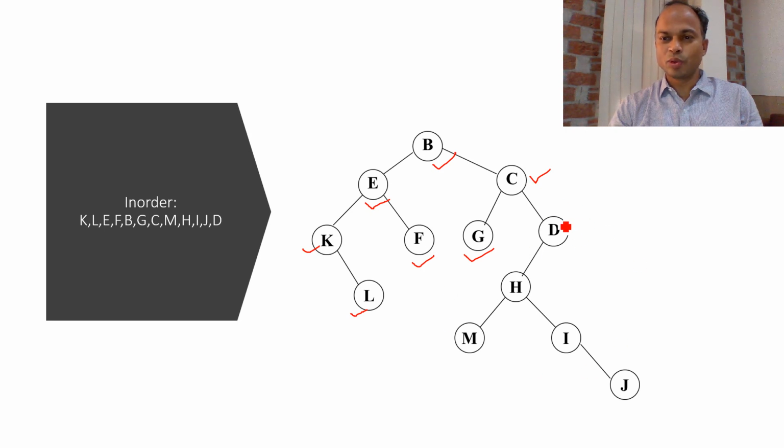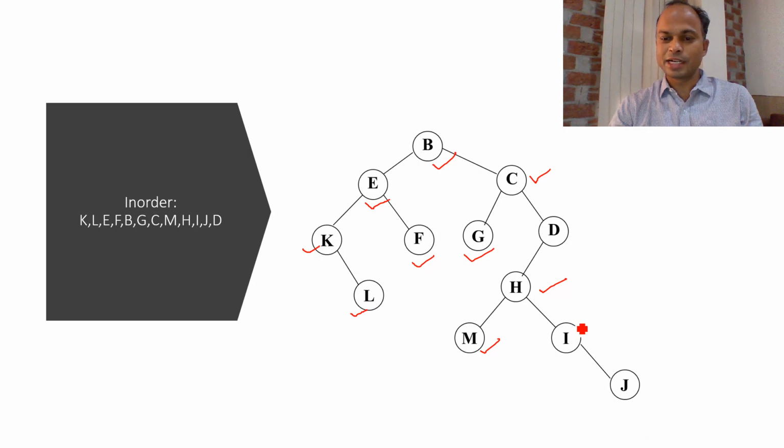Further, D is the root and we have to visit the left subtree first. This is our left subtree, and further H is the root. Initially we have to visit the left subtree. Therefore, we visit M. After visiting M, we have visited the left subtree of root H. Now we have to visit the root. We have visited the root H. After visiting H, we have to visit the right subtree.